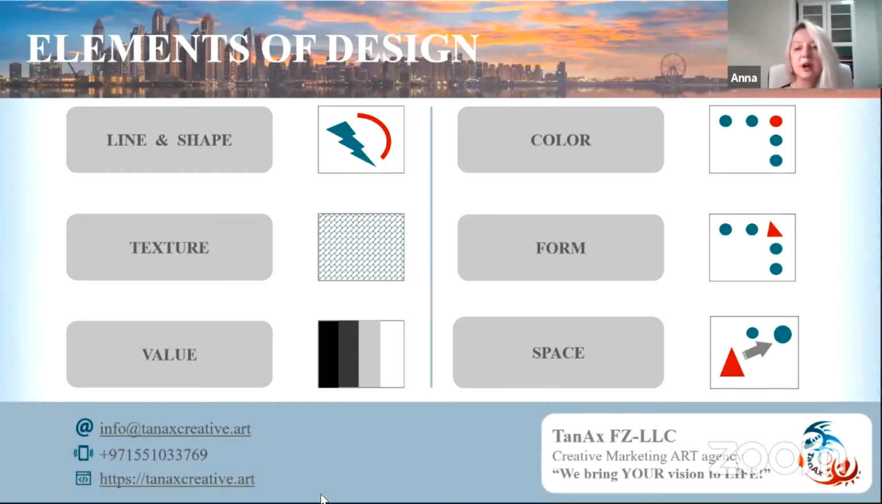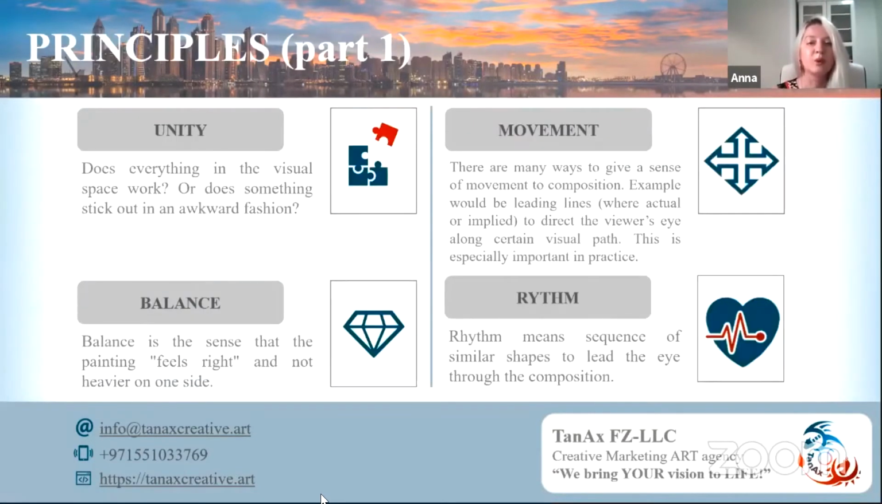Then we will talk about color itself, form, and space. Now, space is also particularly important, and when we talk composition, we will talk about it a little bit later, in detail, because it's also one of the most important concepts that we have to understand today. So, what are the different principles of composition that we need to be aware of?